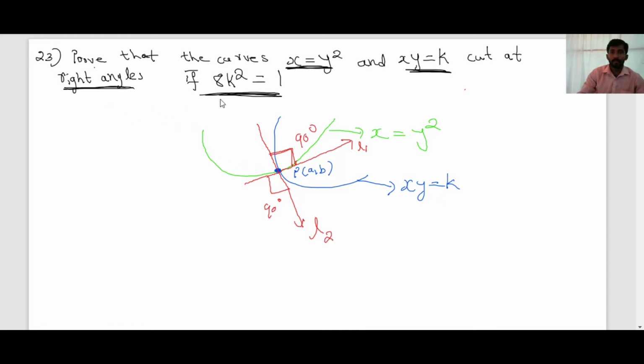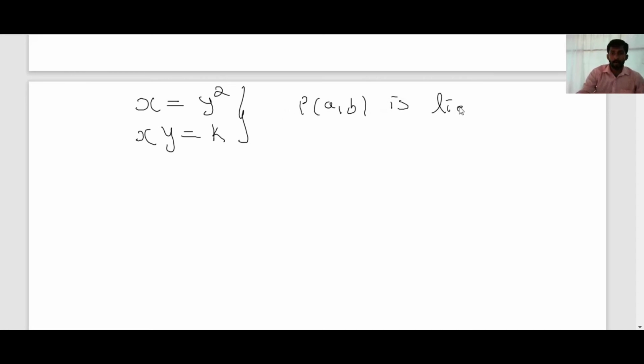So the meaning of curves cut at right angles is that if you draw tangents to the two curves at the point of intersection, then the angle made by the tangents equals 90 degree. Clear? Now see the given curves. One curve is x is equal to y square. Another curve is xy is equal to k. These two curves, observe, point P of A comma B lies on both of these curves, right?